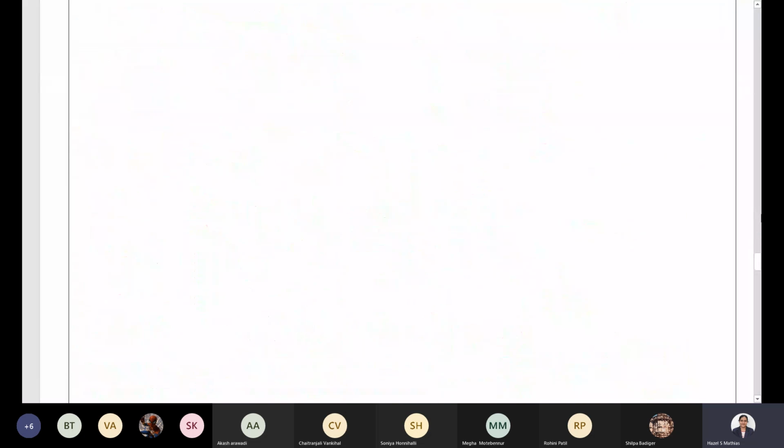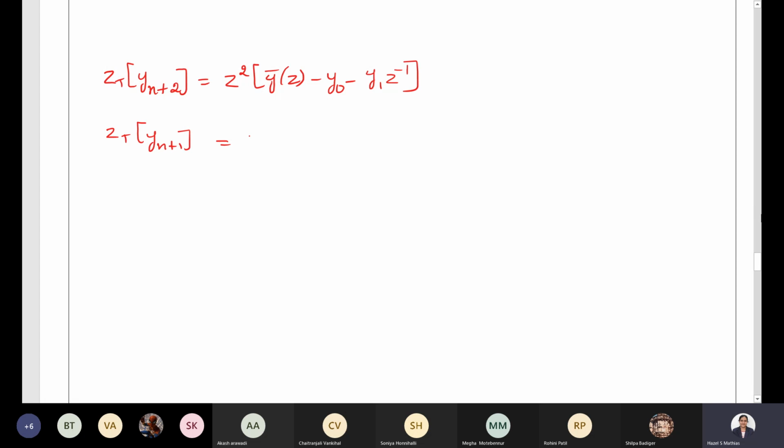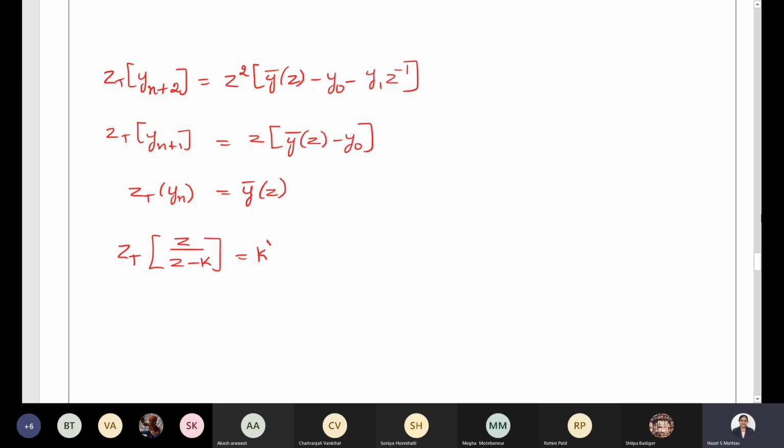The main thing you need to remember in order to solve these equations is the Z transform of y n plus 2. It is nothing but z square into y bar of z minus y naught minus y1 into z power minus 1. Next, Z transform of y n plus 1 is z into y bar of z minus y naught. Then Z transform of y n is y bar of z. Then in most cases what we use is the Z transform of z by z minus k. It is k power n.